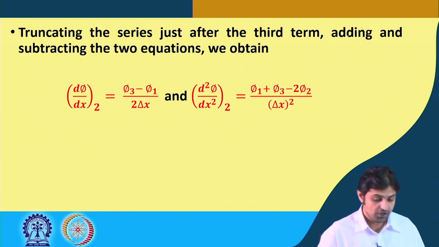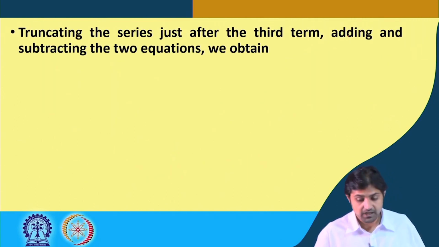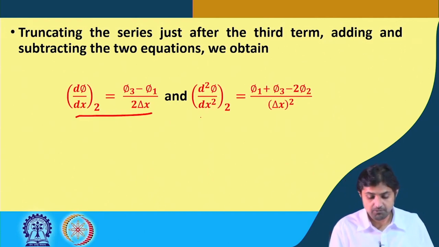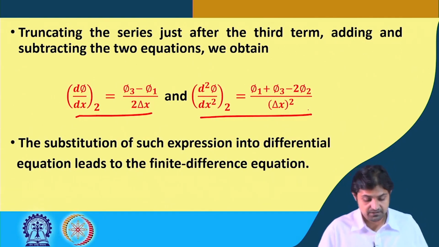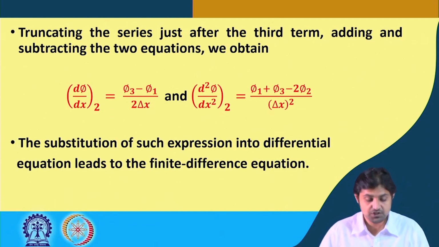So, what we have seen here is that we have used the truncated Taylor series to write these values phi 1, phi 3 and phi 2, and once we add and subtract those, we get terms like these. The substitution of such expressions into the differential equation leads to the finite difference equation.